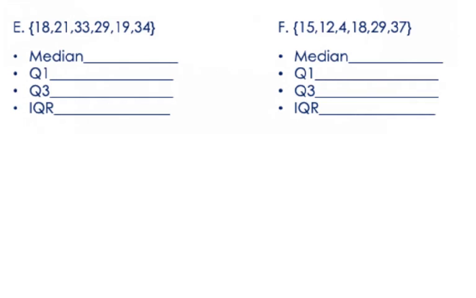Alright, so here's the last one. You try these two, pause the video, and actually try them. That's how you learn in 1, 2, 3. Alright, so for part E, I got the median was 25, Q1 19, Q3 33, and IQR 14. For F, I got the median was 16.5, Q1 12, Q3 29, IQR 17.